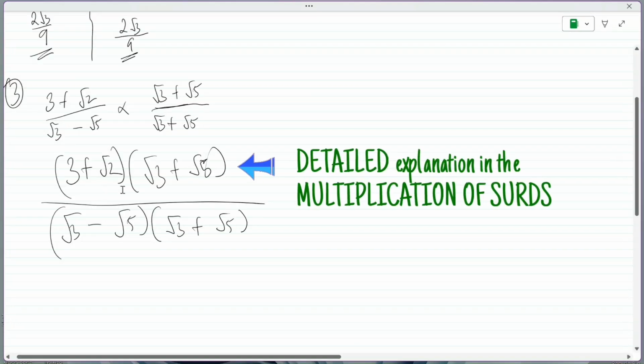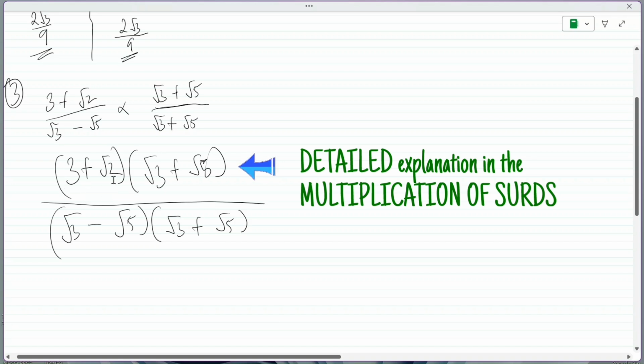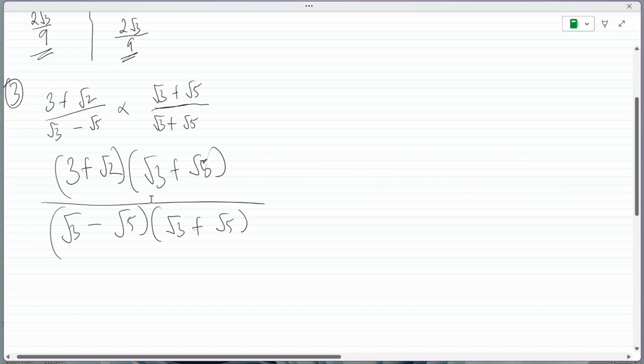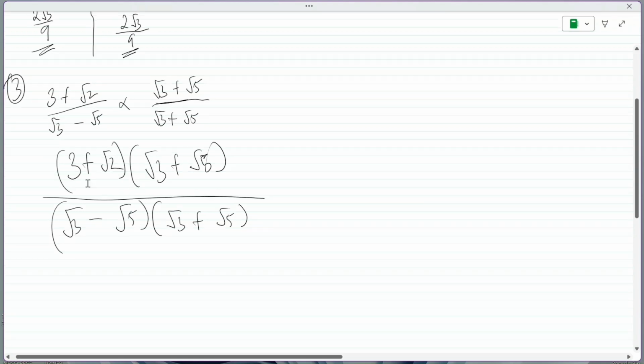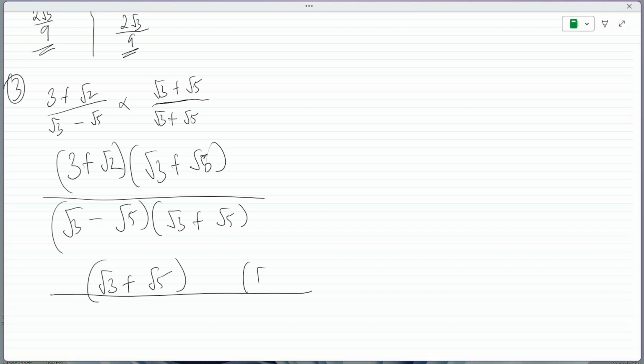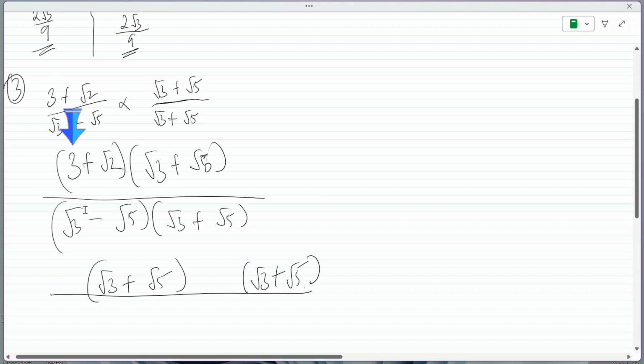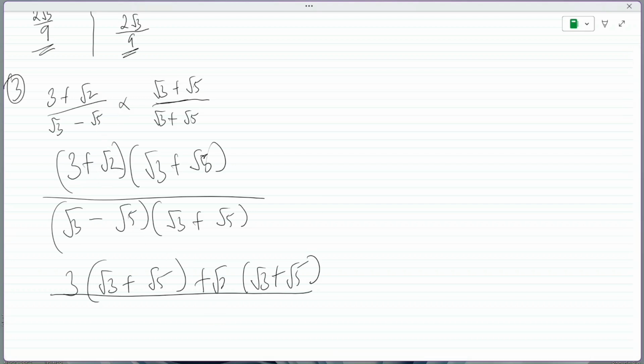We start with expanding the numerator. We have 3 plus root 2 in one bracket, and in the second bracket we have root 3 plus root 5. Expanding properly requires we take one of these two and repeat it twice. So let's take the one behind, which is root 3 plus root 5. We have root 3 plus root 5 in the first bracket, root 3 plus root 5 in the second bracket. We repeated this twice. The first gets this 3, we write it here. Then the second, which is this, gets this plus root 2. We have plus root 2, because this root 2 owns this positive sign in front of it.